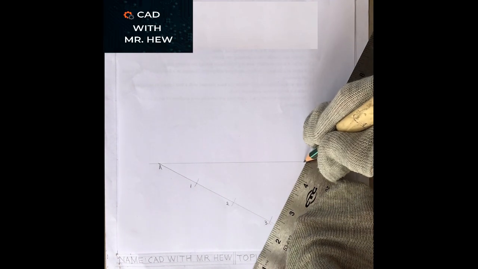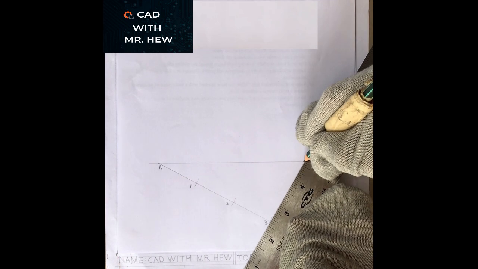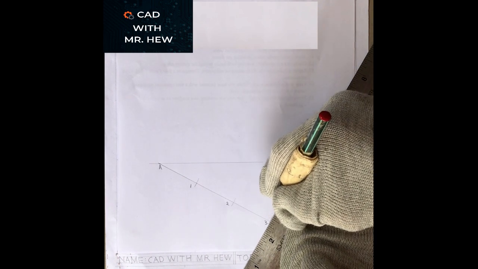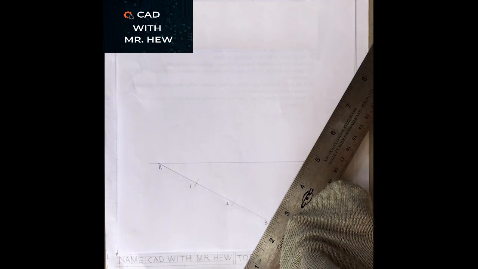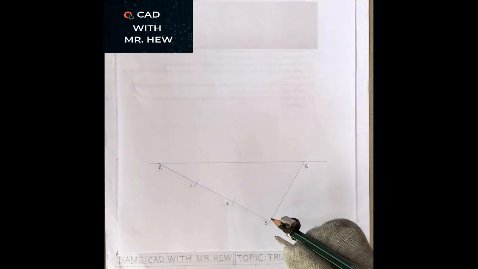Then we're going to use our ruler and pencil to join 3 to B. Then we're going to draw a parallel line. We're going to draw lines parallel to 3B from 2 and 1.